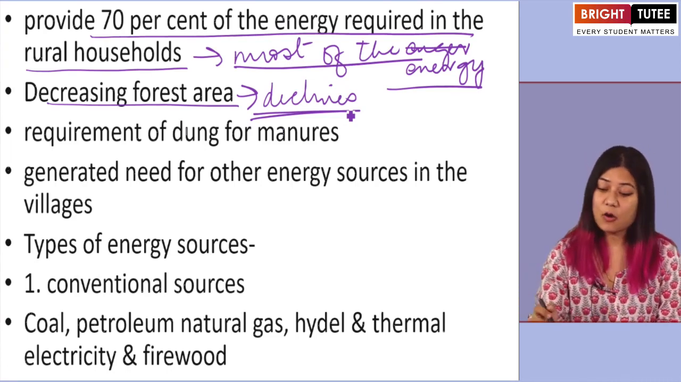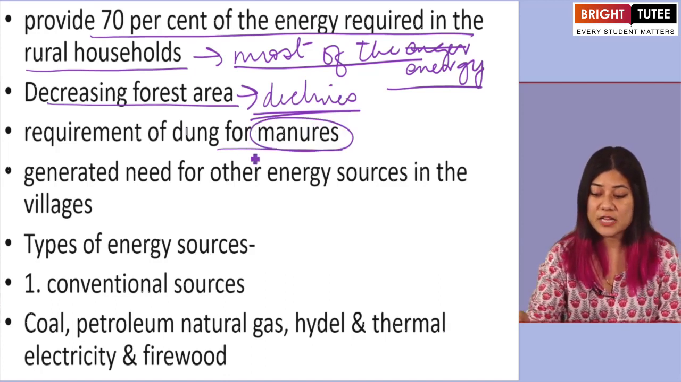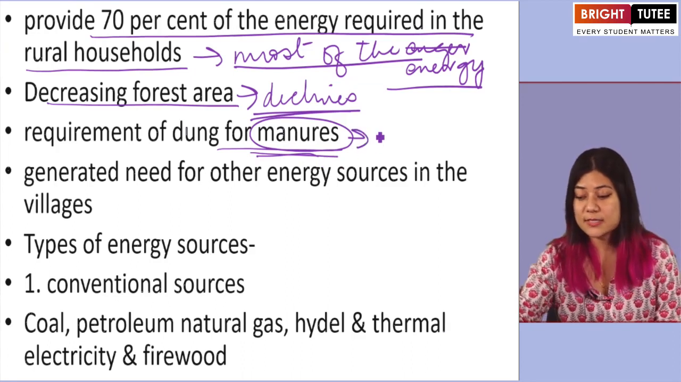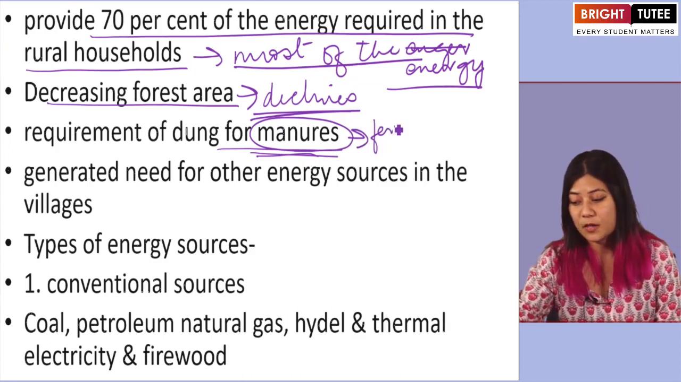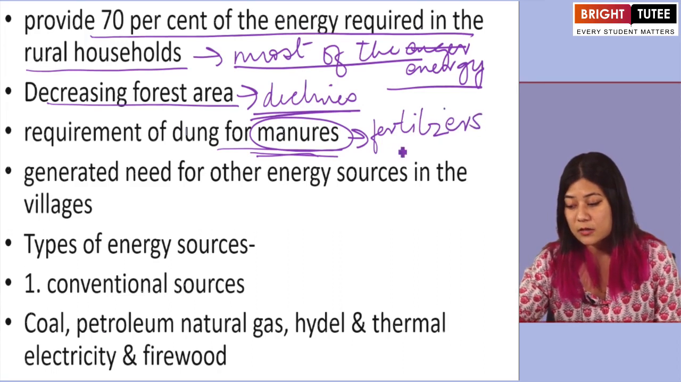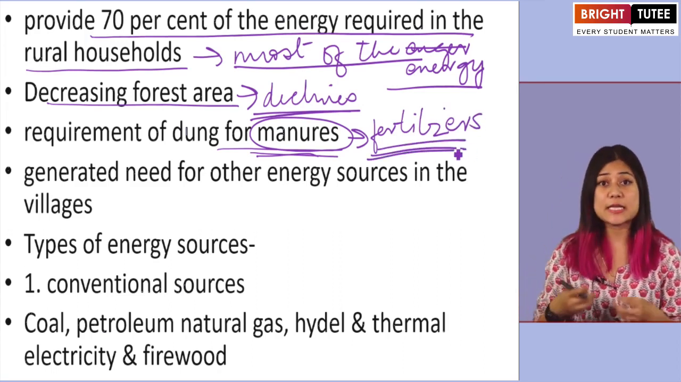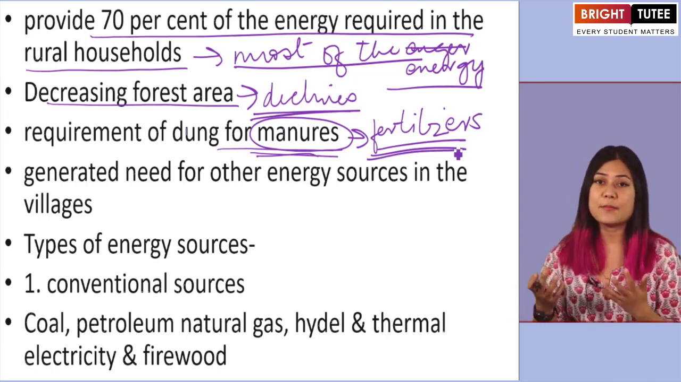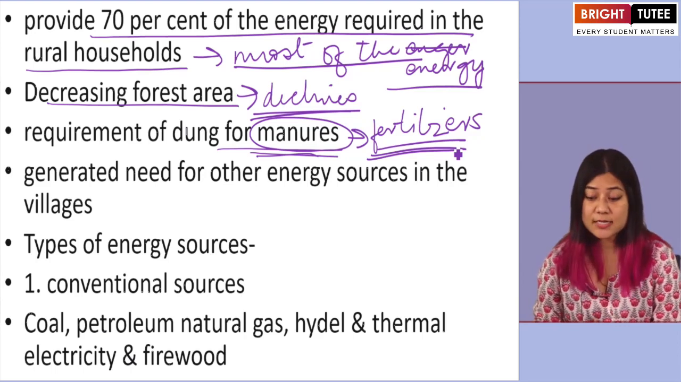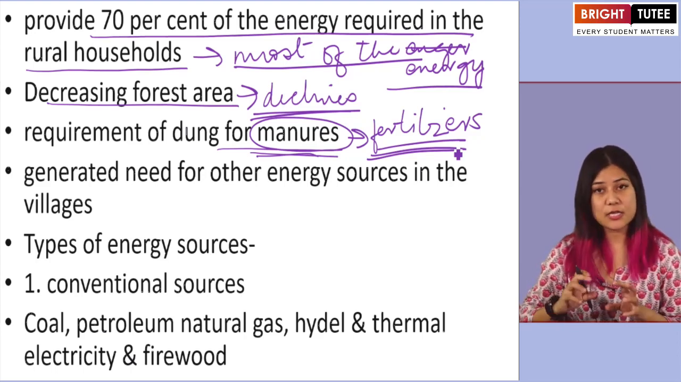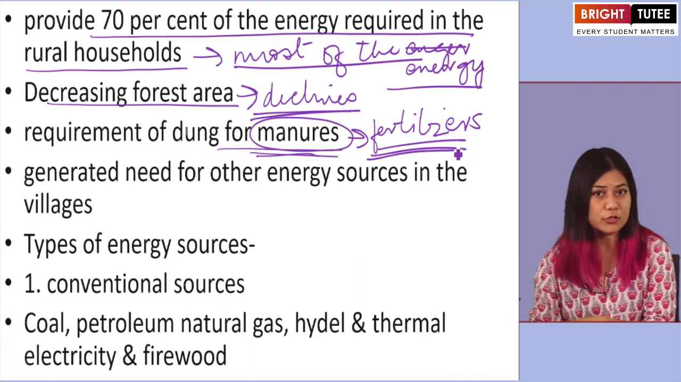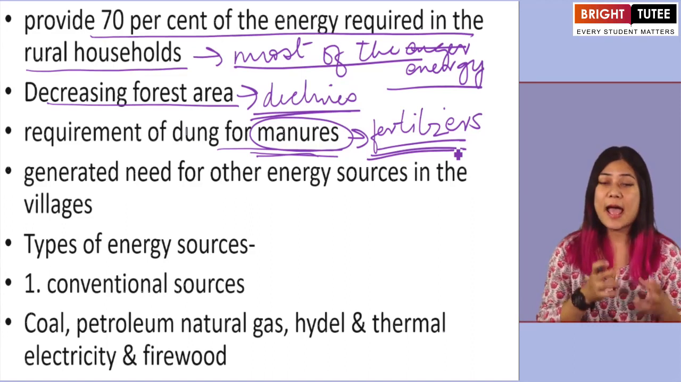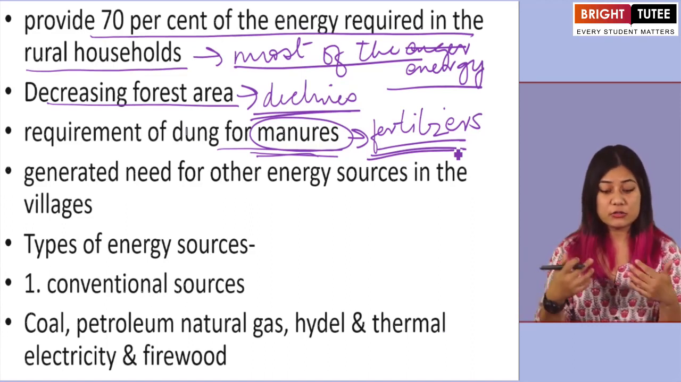But cow dung is also used as manure in the fields for cultivation of crops. Manures are natural fertilizers, which increase the fertility of the soil and help in the growth and proper cultivation of the crops, right? So cow dung is used as manure also. Now when cow dung is used as manure, the use of cow dung as cow dung cakes also declines.